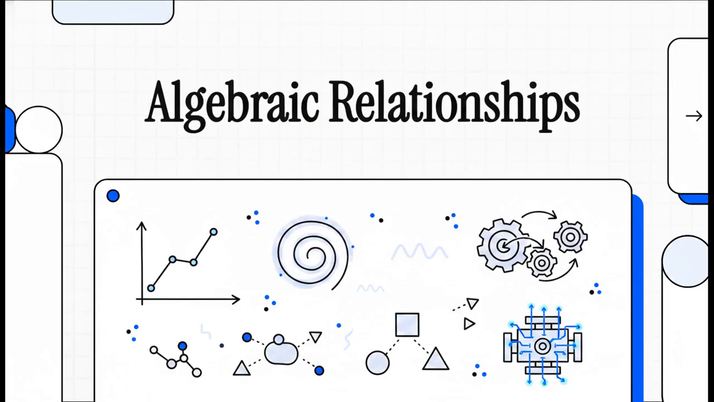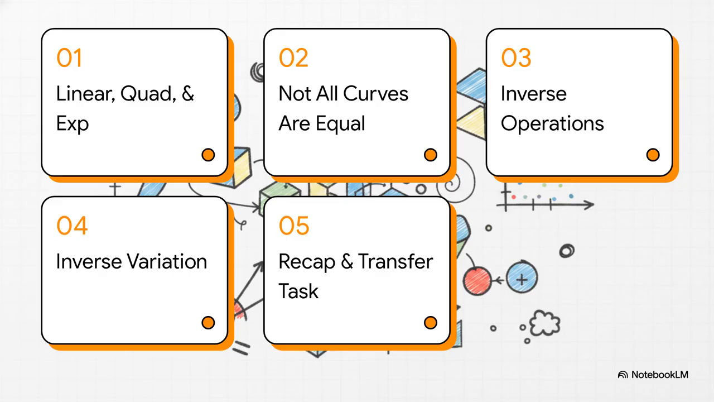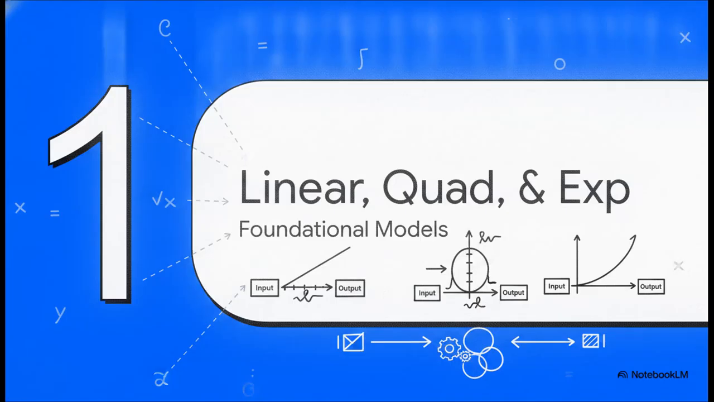Let's jump right in. Here is our roadmap for today. We'll be hitting linear, quadratic, and exponential. Not all curves are equal, radicals and inverse operations, inverse variation dynamics, and we'll wrap it all up with a recap and transfer task. Section 1, linear, quadratic, and exponential.